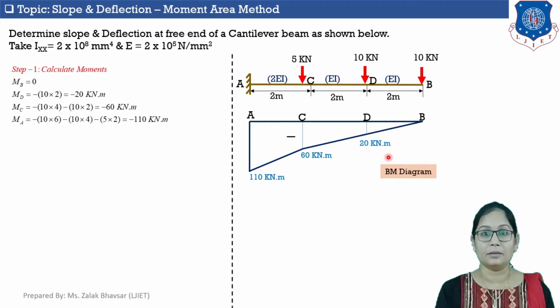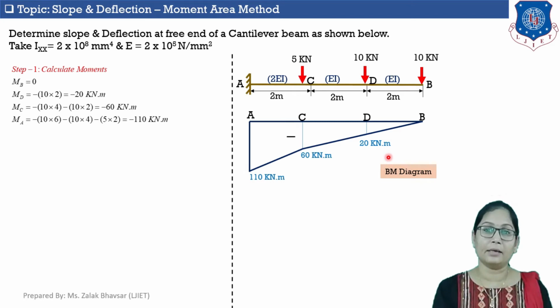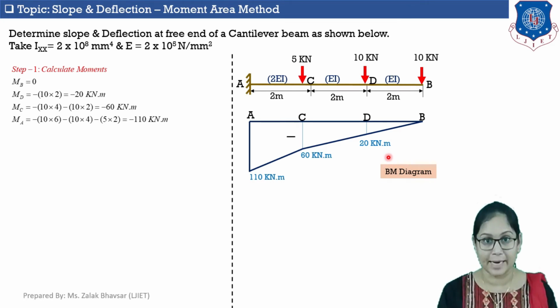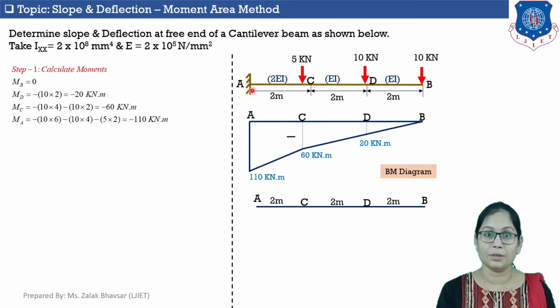Now, let's convert this bending moment diagram into M upon EI diagram. M upon EI diagram is similar to bending moment diagram, but the only difference is that instead of considering moment M, here we are considering M upon EI. So, let's draw M upon EI diagram. So, here this line with all 4 points and relative distance between them.